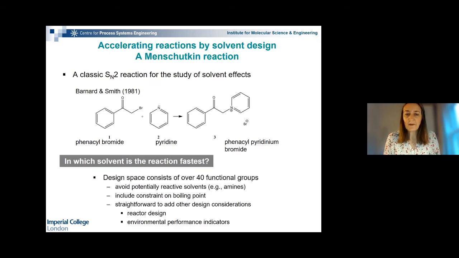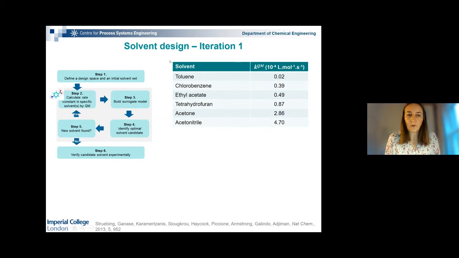We consider a design space of 40 functional groups, and we avoid potentially reactive groups. So for example, we have no amines. We include some constraints on the boiling point to make sure the solvent is liquid. And we can also add things like reactor design, environmental performance indicators, toxicity indicators, and so on within our optimization framework. In this example, we did some quantum mechanical calculations. So we take an initial set of 6 solvents shown here with different dielectric constants increasing from top to bottom.